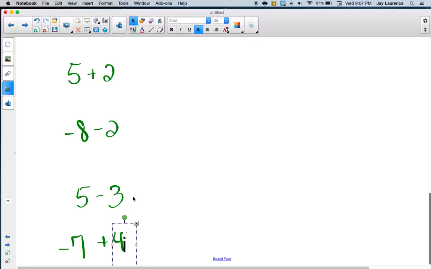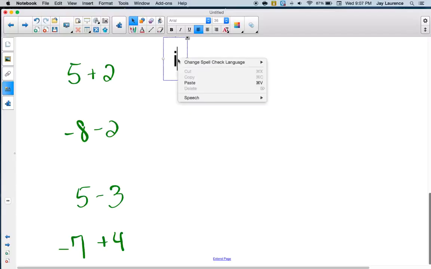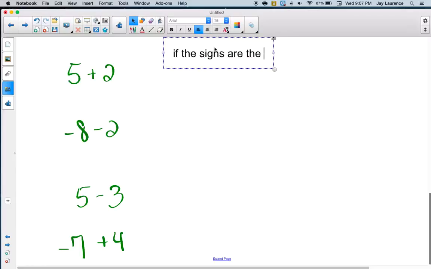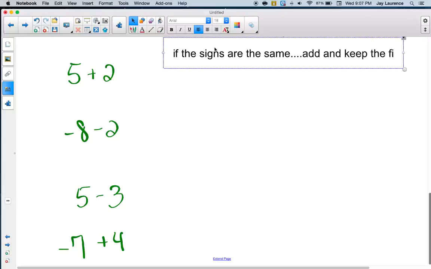Let me see here. Let me get in a smaller font. 36 is just too big. All right. If the signs are the same, add and keep the sign.